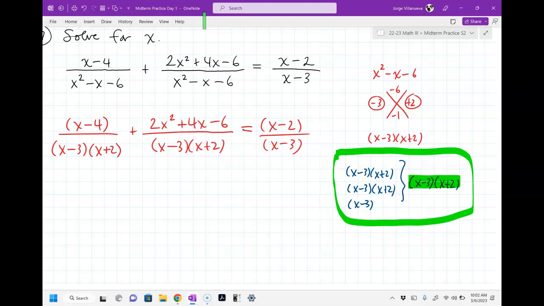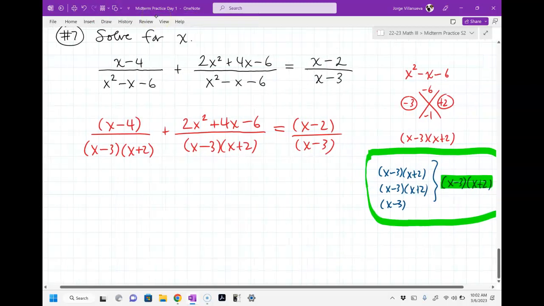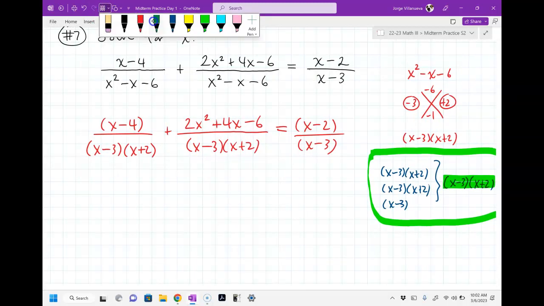So here's the part that kind of sucks. The way I learned it is to get x minus 3, x plus 2, and multiply it times everything, but that means I got to write it out. So this is going to take me a while, all right? So here we go. Let's write out that multiplication.